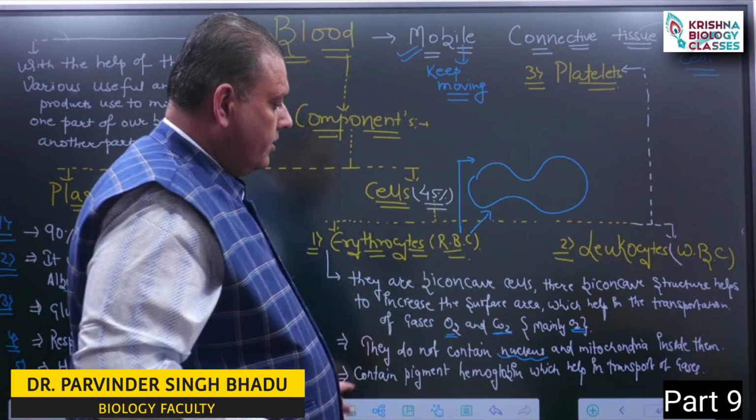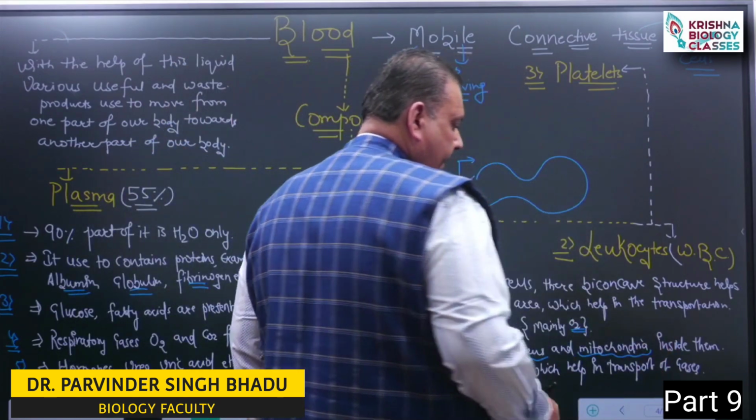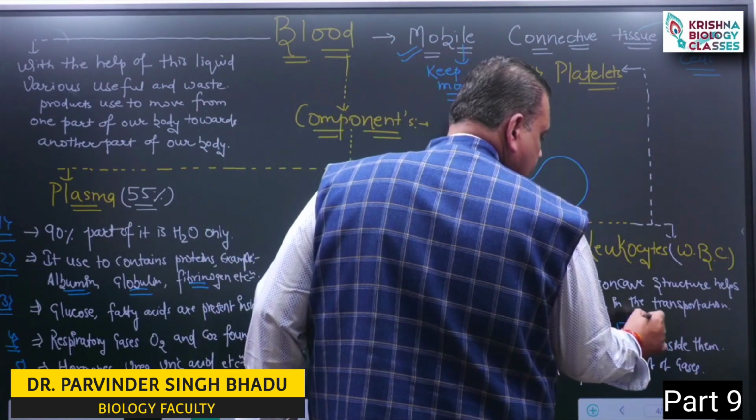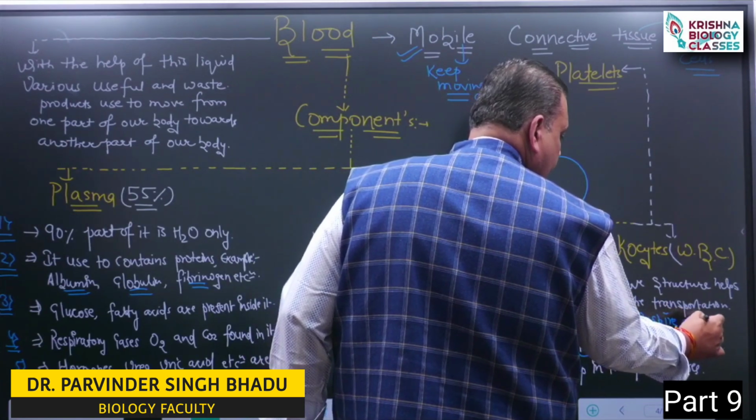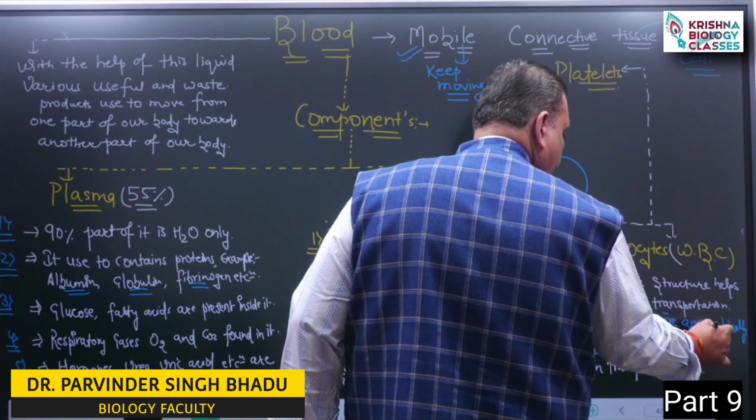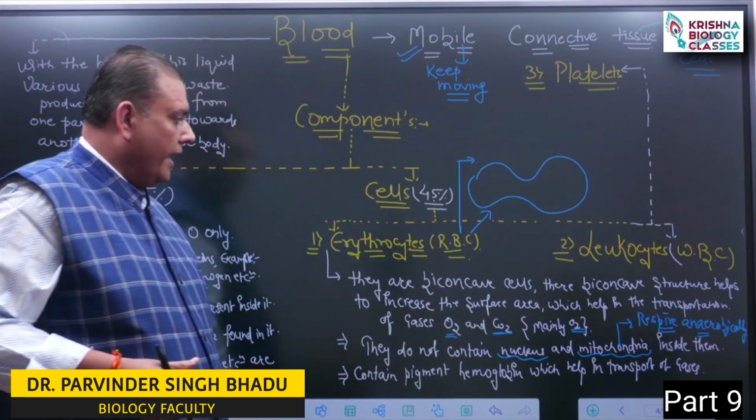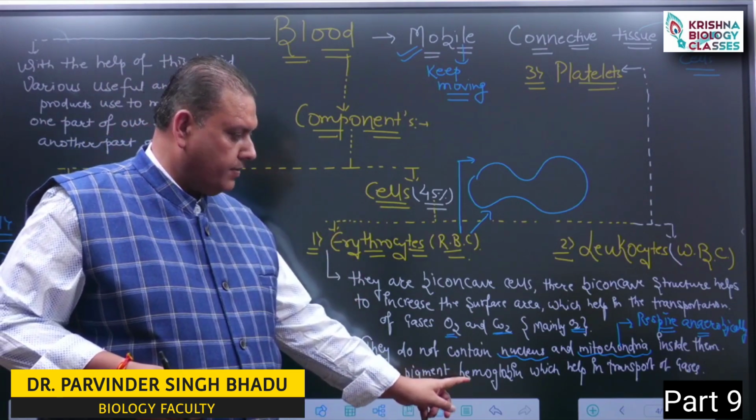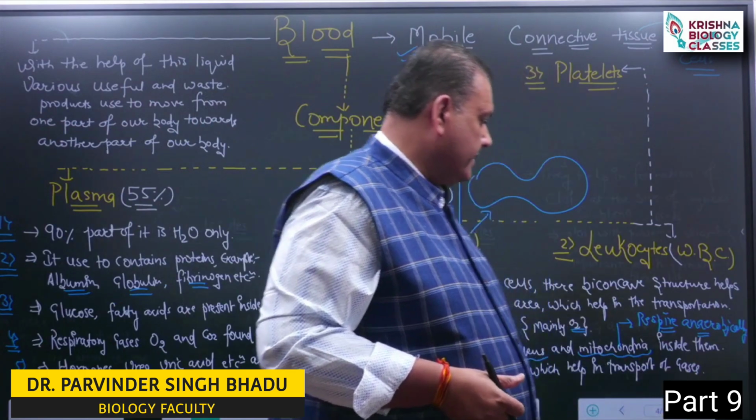You need to remember for MCQs that they are enucleated. They do not contain a nucleus or mitochondria. Since they do not contain mitochondria, these RBCs respire anaerobically, because they are not able to store energy due to the absence of mitochondria. And inside these RBCs, a pigment is present named hemoglobin, which helps in the transportation of gases.